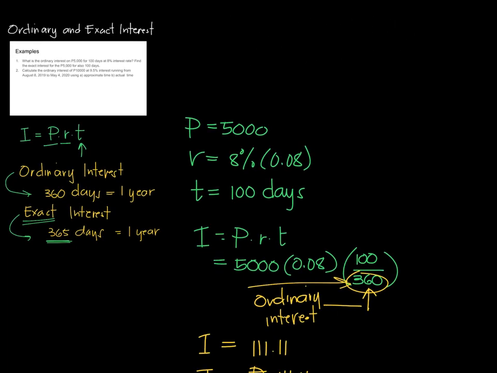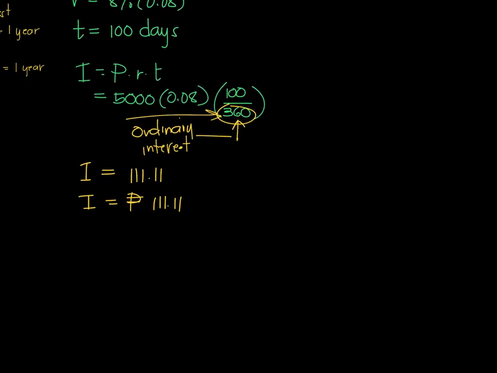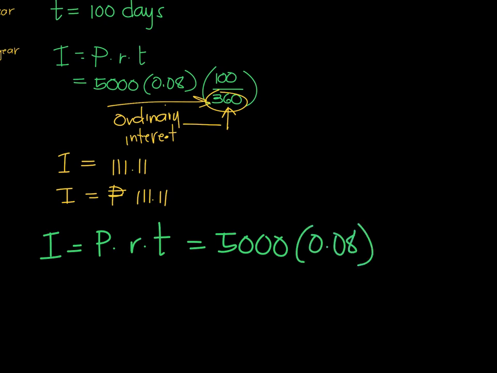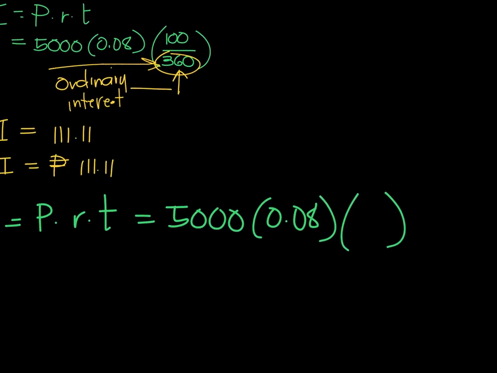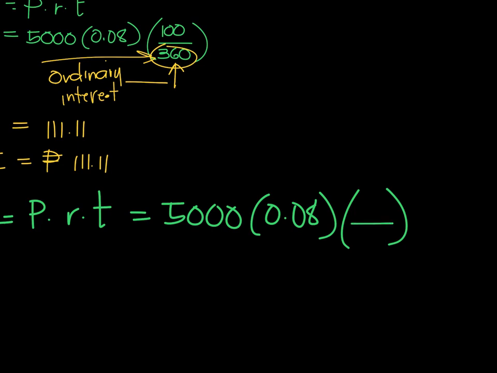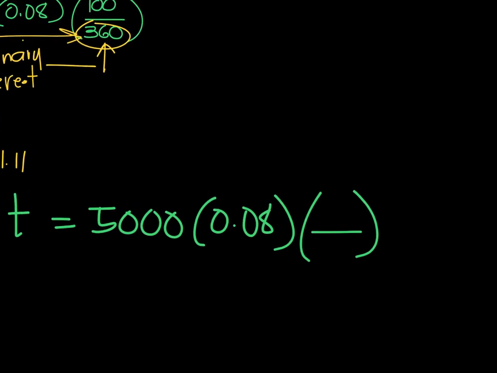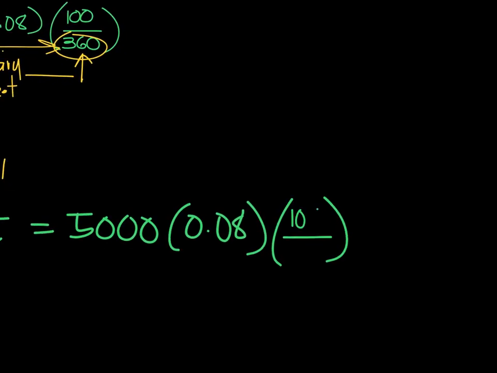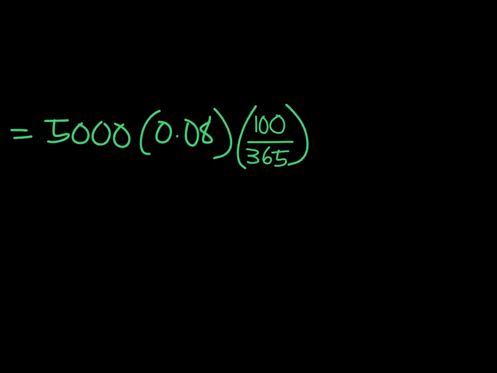The follow-up question is, what if this same amount under the same rate but for the exact interest? So what you will do is basically the same. I is equal to PRT, same P, same R, but it is where you change the conversion. From 360, since we have 100 days, we apply 365 instead of 360.